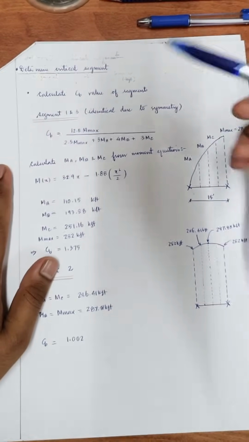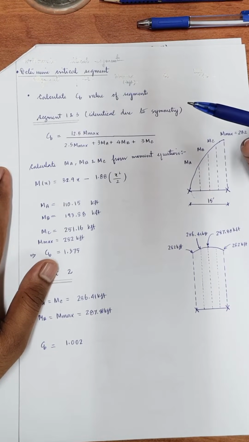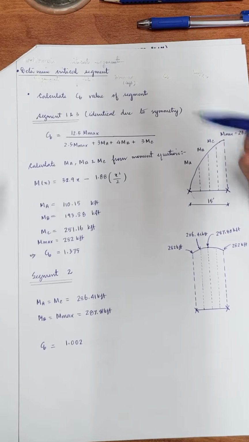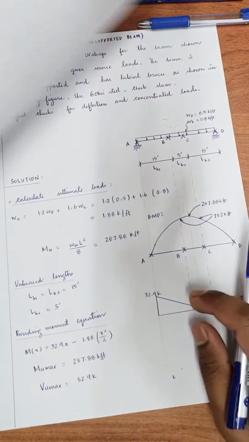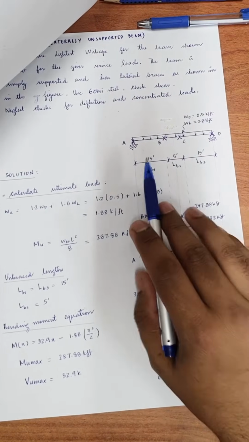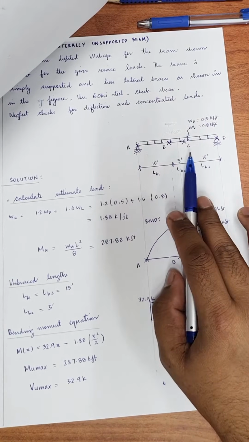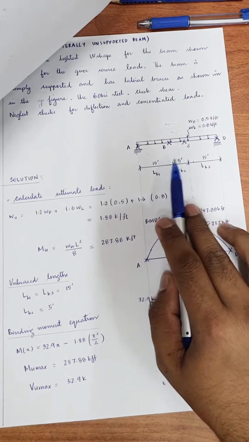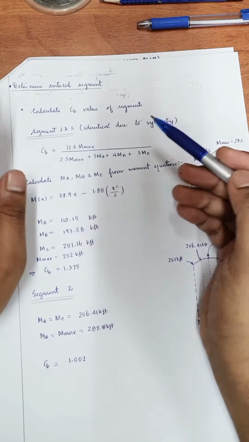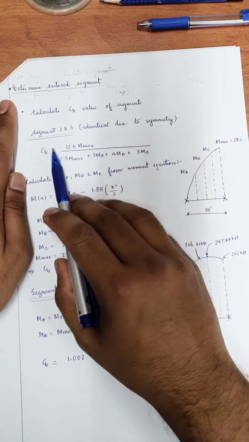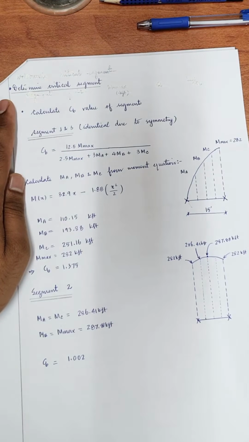Now the next section is to determine the critical segment. Now we know that determining the critical segment involves the calculation of Cb. Now we have three segments here: AB, BC and CD. AB and CD are identical, so we just have to deal with AB and BC. Now for segments 1 and 2, which are segments AB and CD, the Cb value is calculated using this equation because it is a non-linear bending moment diagram.